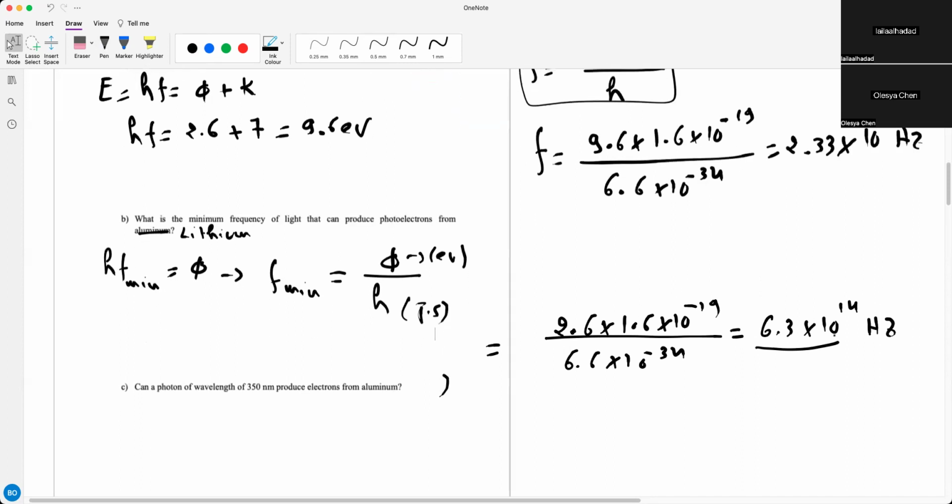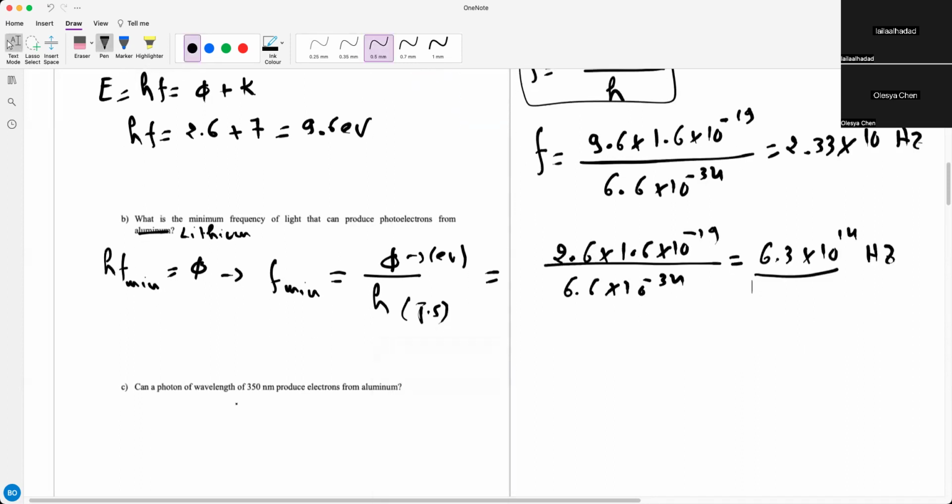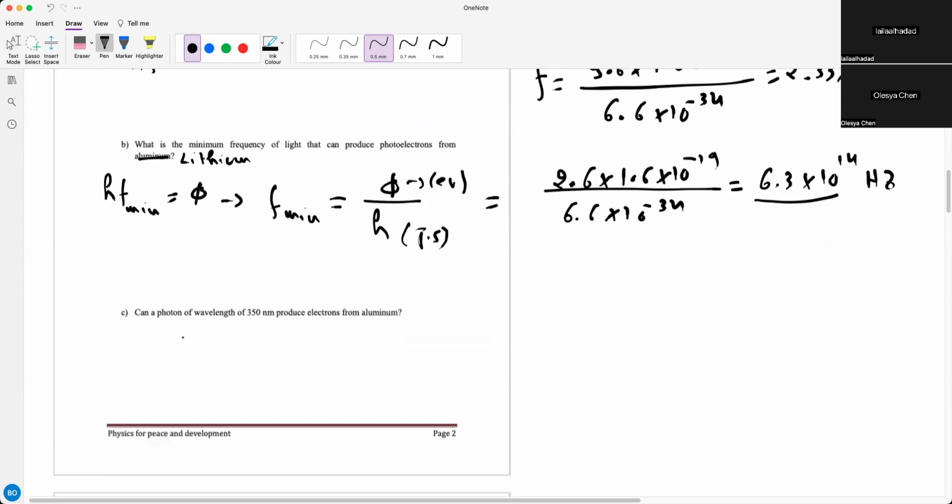Now, the last question: can a photon of wavelength 315 nanometers produce electrons from lithium? This is a mistake, lithium. How can you address this problem? Can a photon of wavelength 315 nanometers produce electrons from lithium? What should you do?